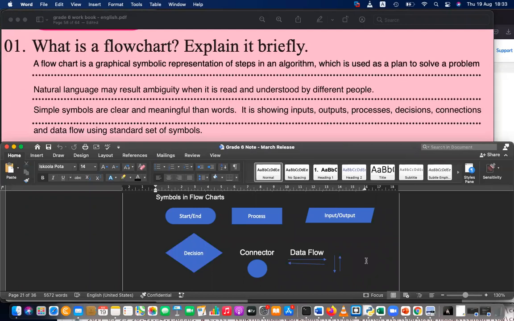Symbols that we use: start and end is shown using a rounded rectangle. Process is shown using a rectangle, and input output is shown using a parallelogram. Decisions use a diamond, and data flow uses arrows. Connectors use a circle. Connectors are not really used in your book. I have not seen any connectors.